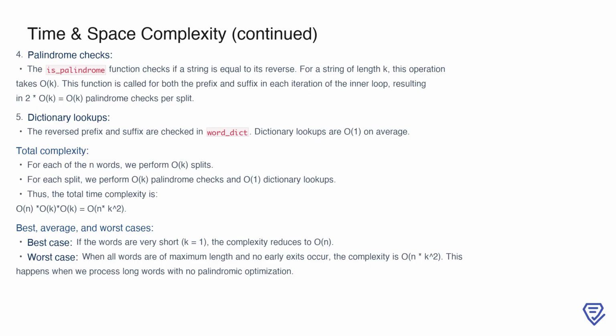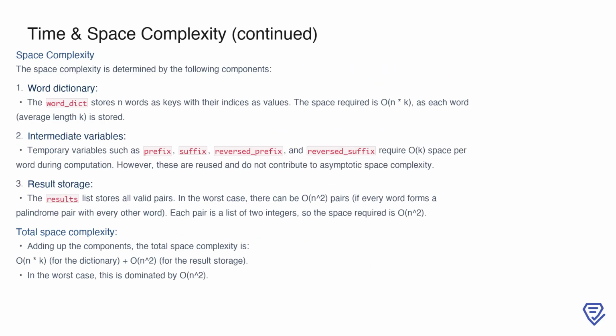Since there are n words, the total time complexity becomes O(n * k squared). In the best case, where words are very short, the complexity reduces to O(n). However, in the worst case, with long words and no optimization, the complexity reaches O(n * k squared). Turning to space complexity, we account for different components.